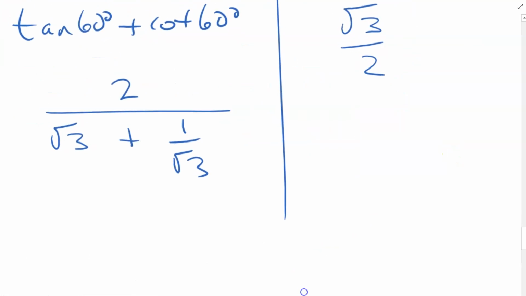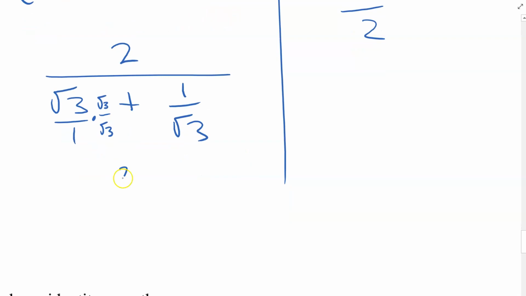So the first part I'm going to do is look at the bottom of my complex fraction. I'm going to combine these two fractions. To add and subtract fractions, the denominators have to be the same. So first of all, I'm going to make that have a denominator of 1. The lowest common denominator is going to be root 3. So on this one over here, I'm going to multiply by root 3 over root 3. So what does that give me?